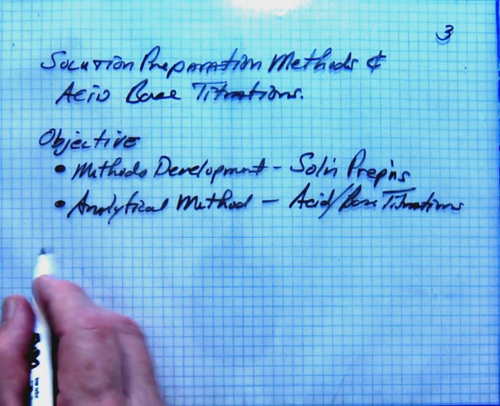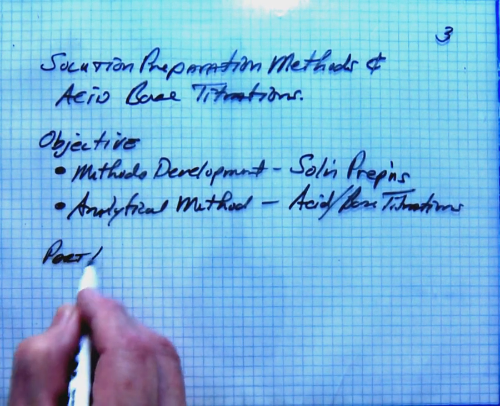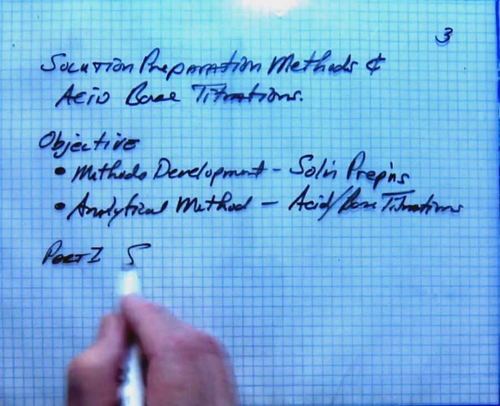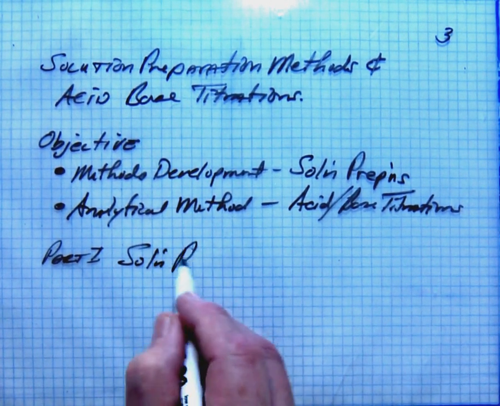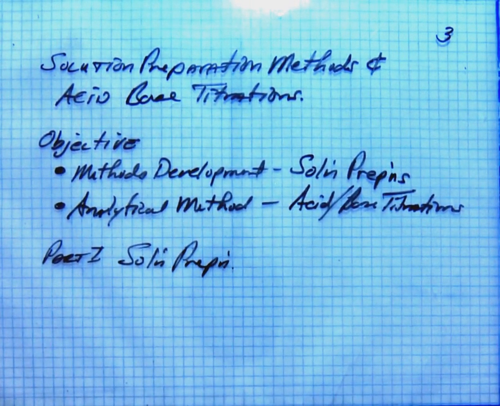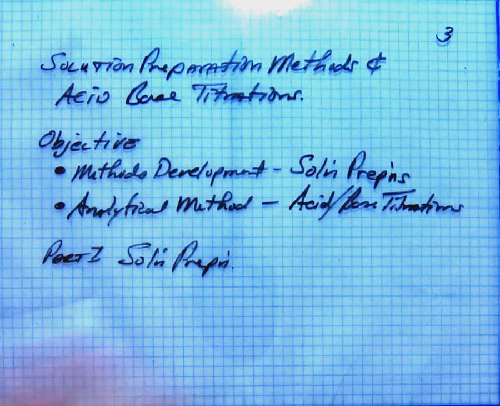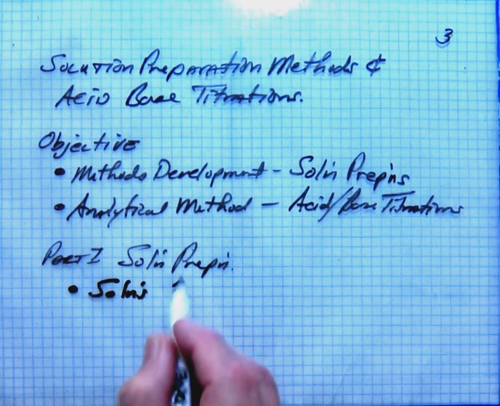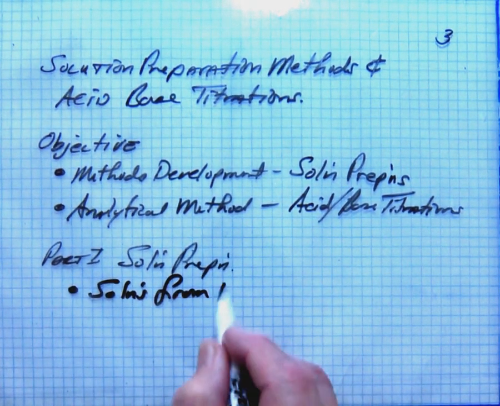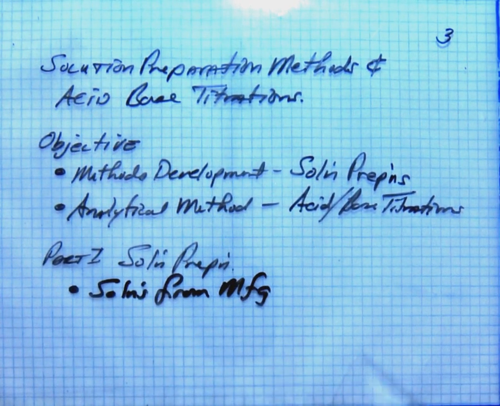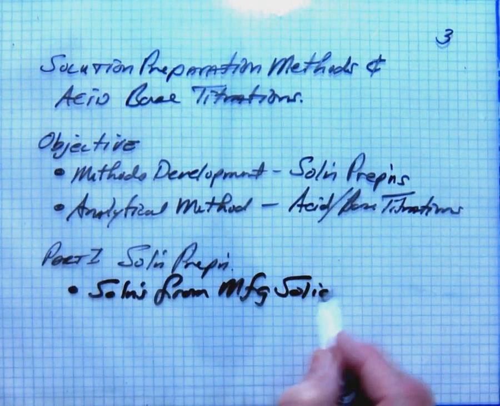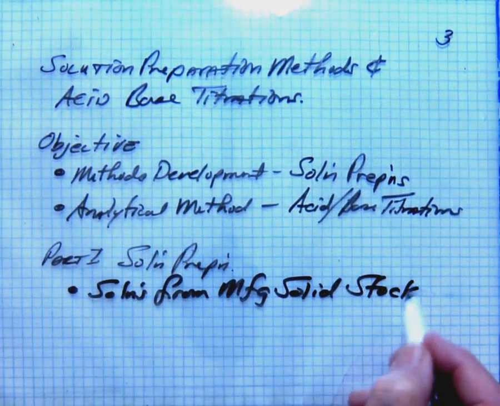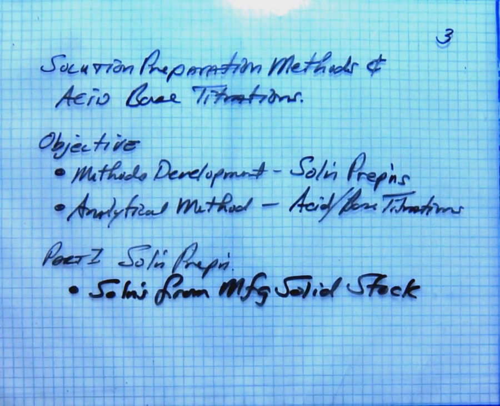Okay, so down here, part 1, solution preparations, like this. We have 3 issues that we have to do. Solutions from MFG, manufactured solid stock. Okay, so that's one source that you have to start with.